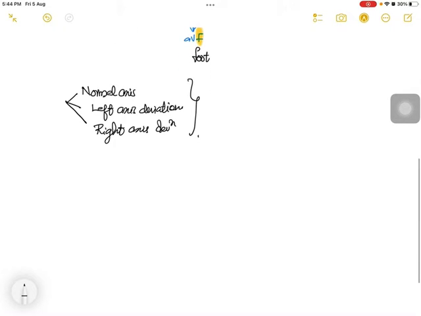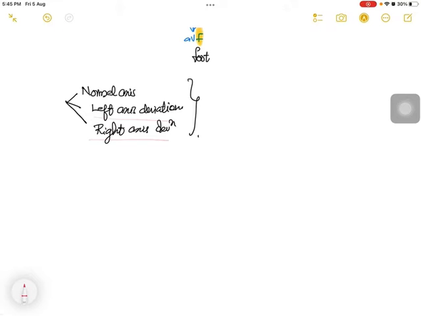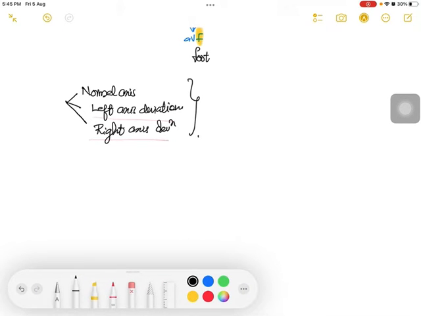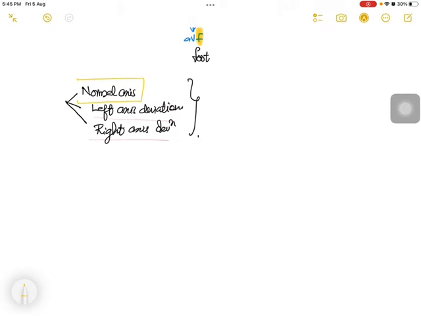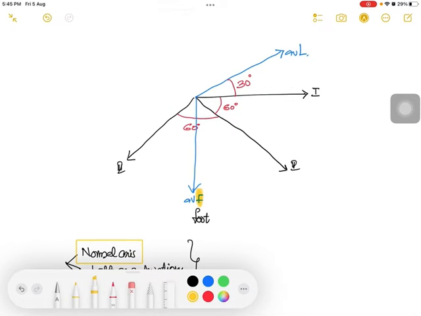So before knowing about the left axis and the right axis, we should always know about the normal axis. So we'll be dealing with the normal axis. In a few minutes, I'll be telling you how to find the axis from an ECG.